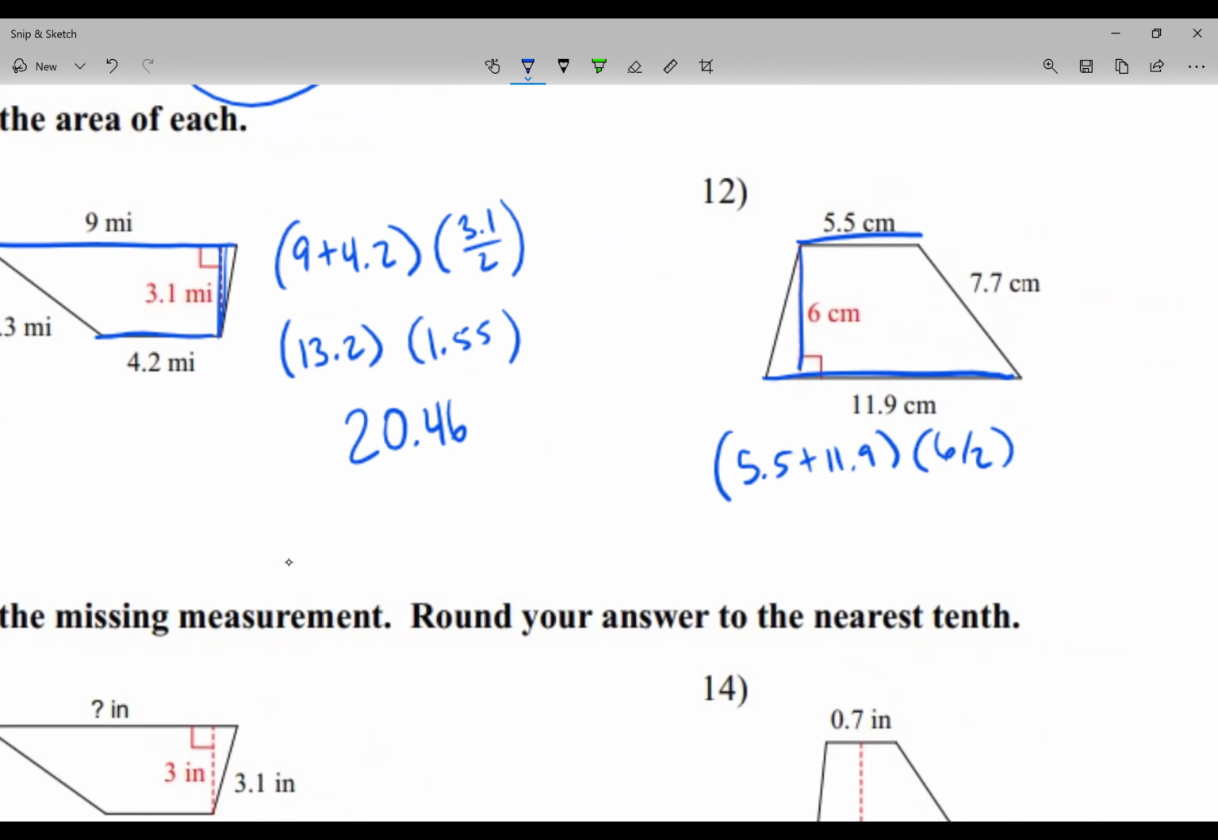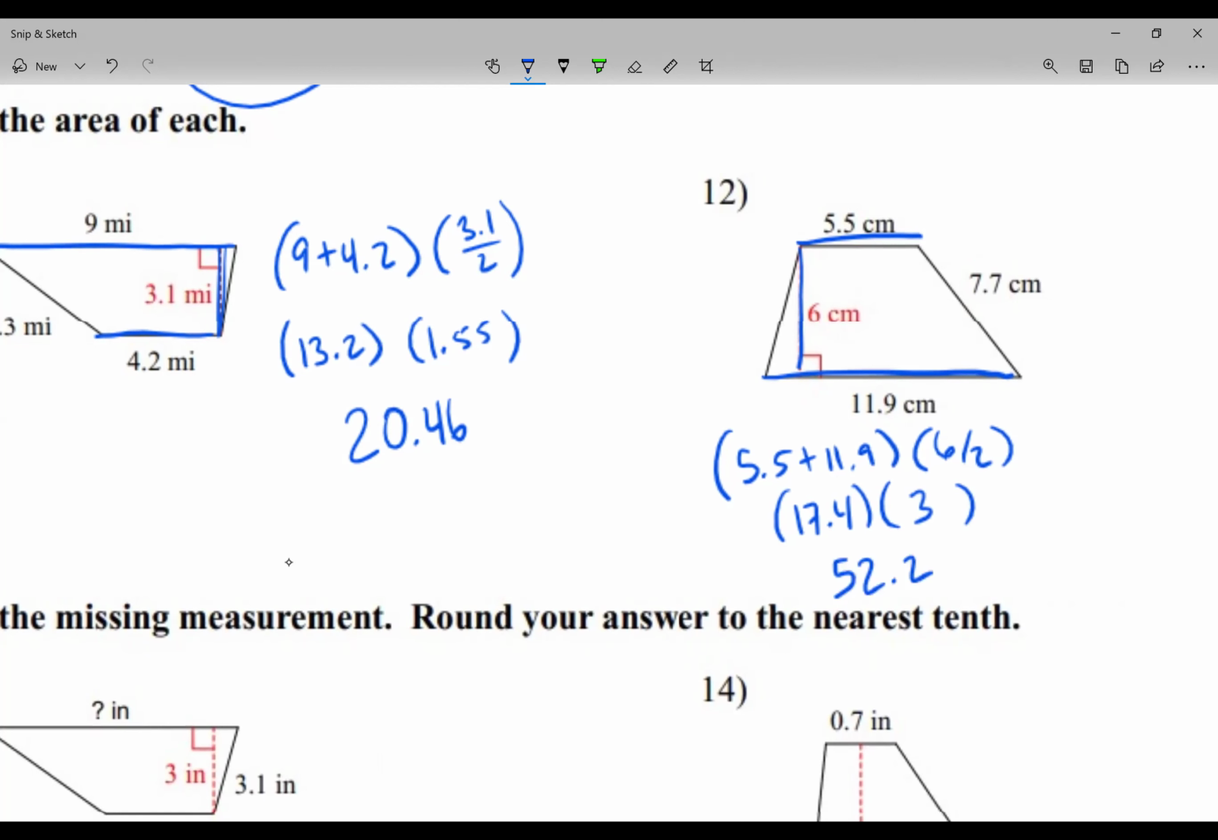So for the first parentheses, 5.5 plus 11.9, that is 17.4. The second parenthesis, 6 divided by 2, that's going to be 3. Now multiply the two parentheses, so 17.4 times 3 is going to give me 52.2. Measurements will be centimeters to the second power, or square centimeters, people say.